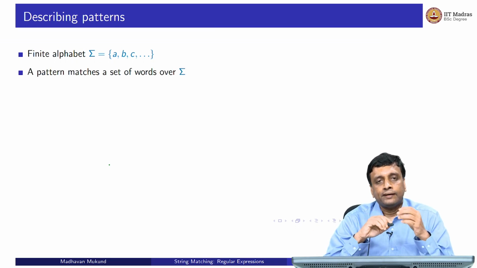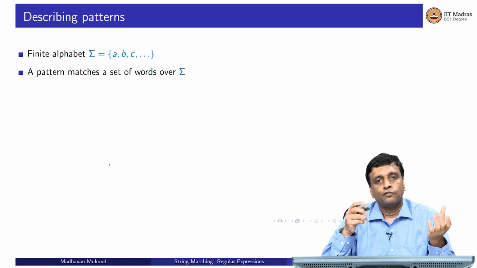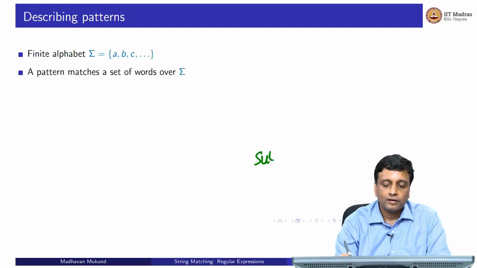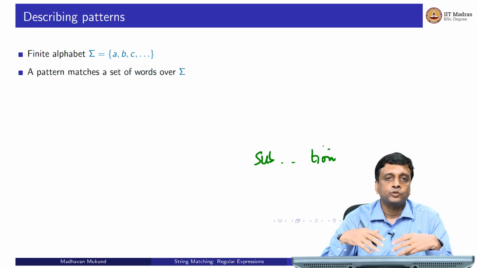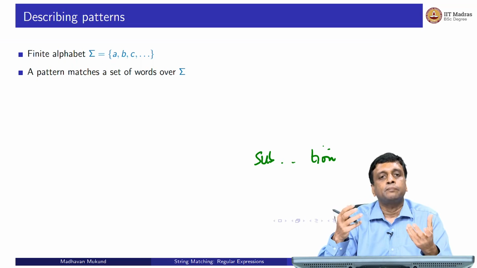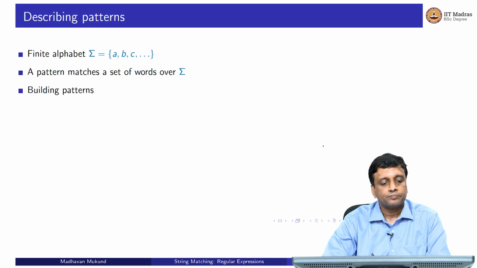So when we describe a pattern, a pattern can be thought of as something which matches a set of words, right? So for instance, the pattern SUB...TION matches the words subtraction, substitution and so on. So I can describe in terms of this pattern which all words it matches. So a pattern matches a set of words over this alphabet.